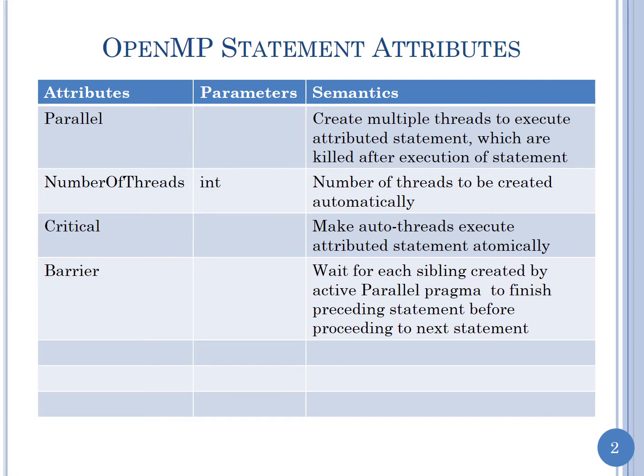So we just wait for each sibling created by the active parallel pragma to finish the preceding statement before proceeding to the next statement. Okay, so we have now an explicit wait. So far, our parallel construct basically said that we'd start off threads here, and when the construct ends, threads finish. At that point, the parent thread is waiting implicitly. Now we have actually a form of waiting, which is called a barrier.